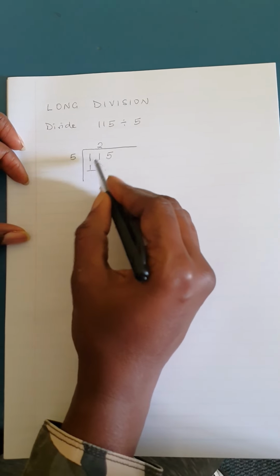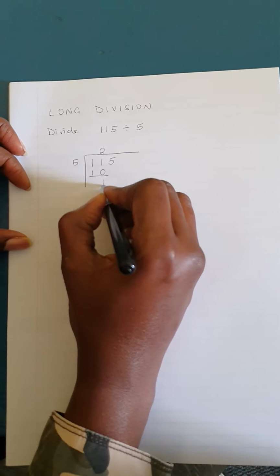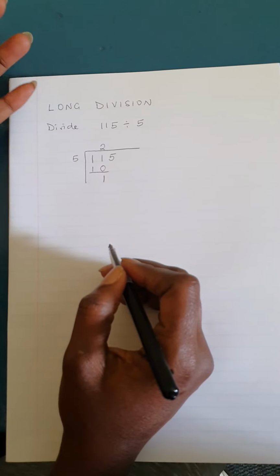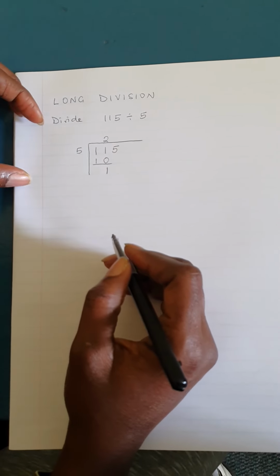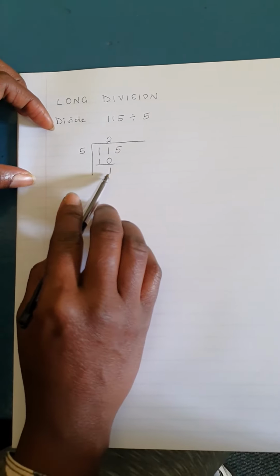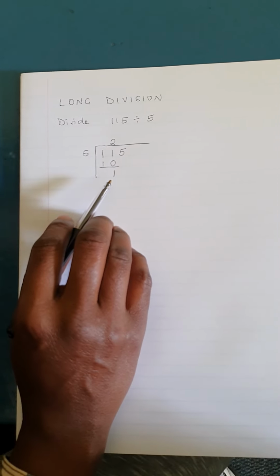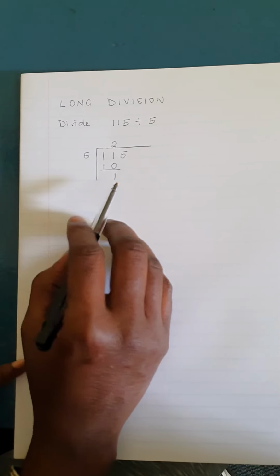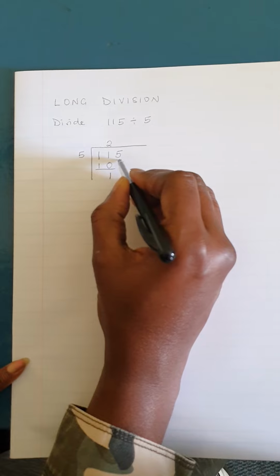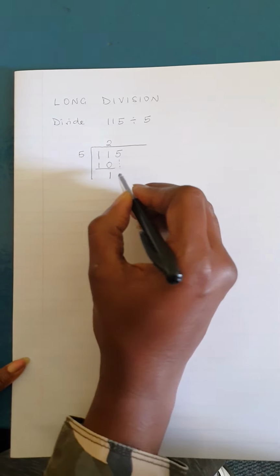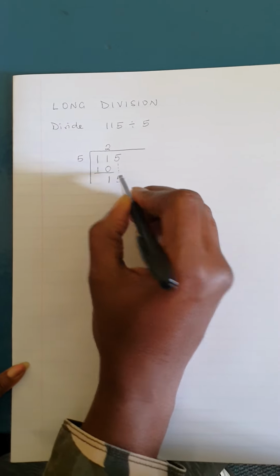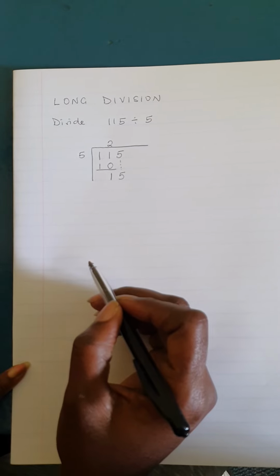11 minus 10 gives me 1. See, it's like tens and units, remember? So the 1 must be on that side. The answer I get here is 1, which is less than this 5. That's perfect, that's the way it should be. Then I bring down the next number, if there are more numbers, and that is the 5. Can you see I've written it directly under the first 5?